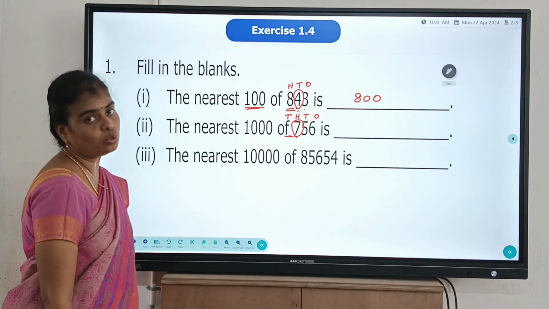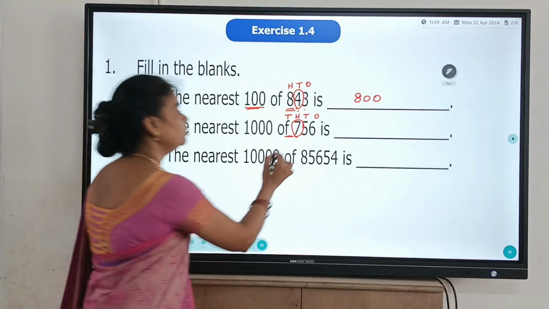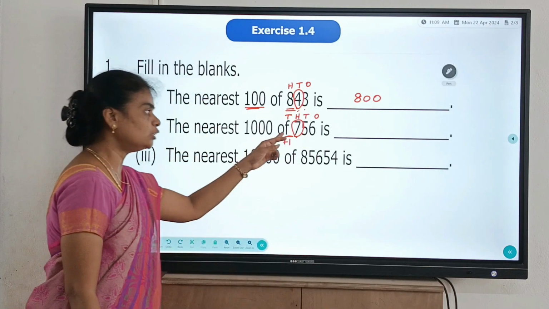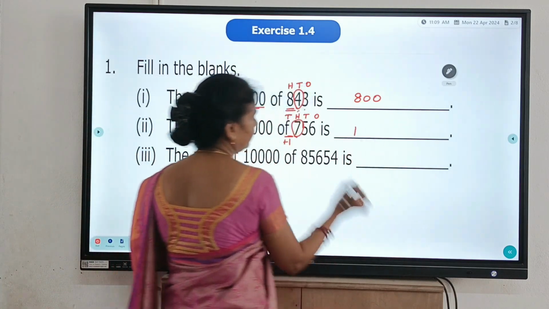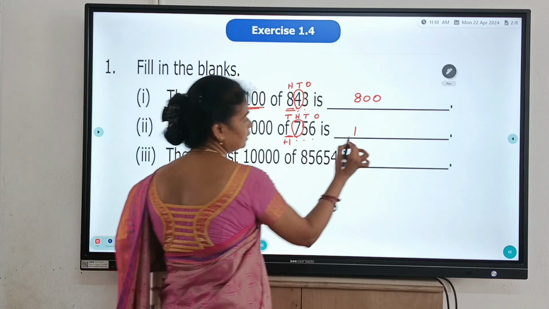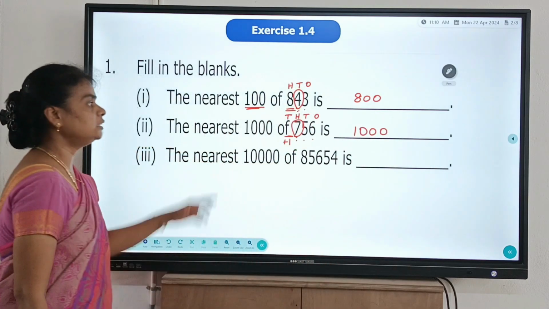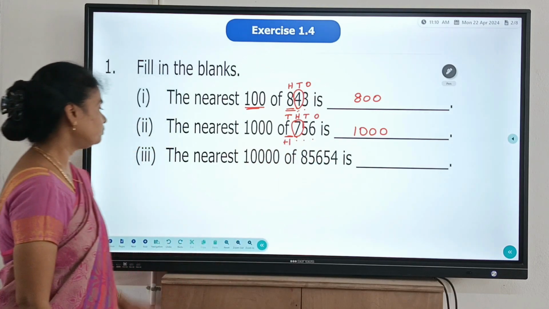5 or equal to 5. Here it is 7 which is greater than 5. So you will add plus 1 in place of this digit. Here, since you don't have any number, you can write 1 directly there, and instead of these 3 digits, you will write 3 zeros. So the nearest thousands of 756 is just 1000.